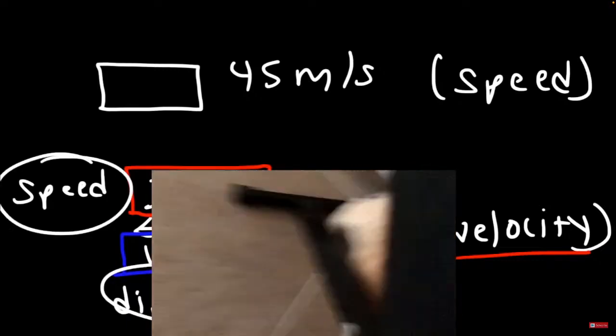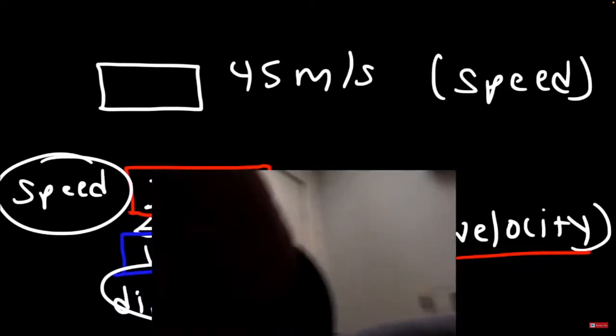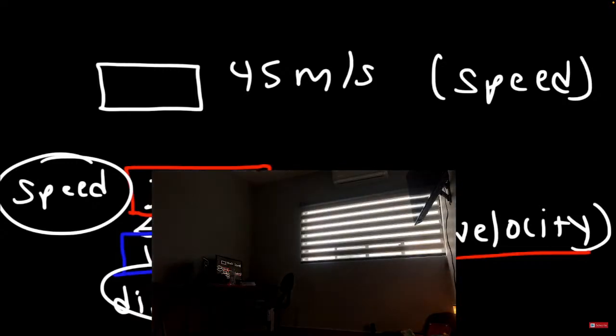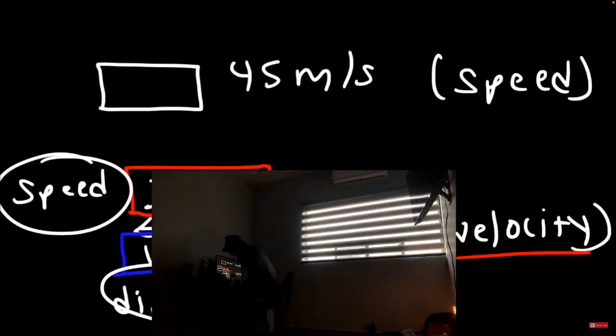So let's summarize a few key points. Speed tells you how fast something is moving. Velocity tells you not only how fast something is moving, but also where it is going. So remember, velocity is speed with direction. Speed can only be positive. Velocity can be positive or negative.